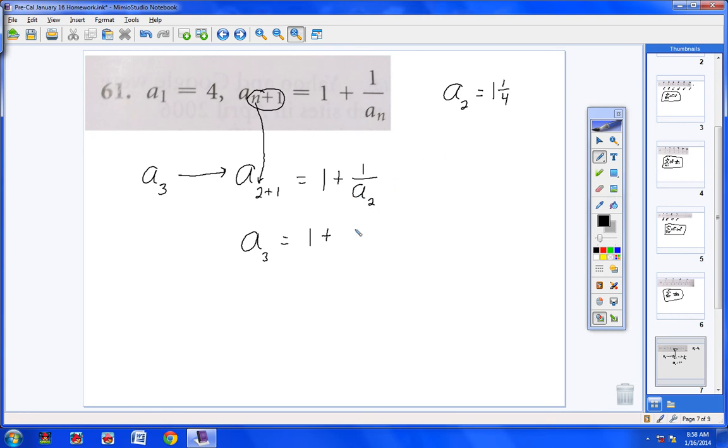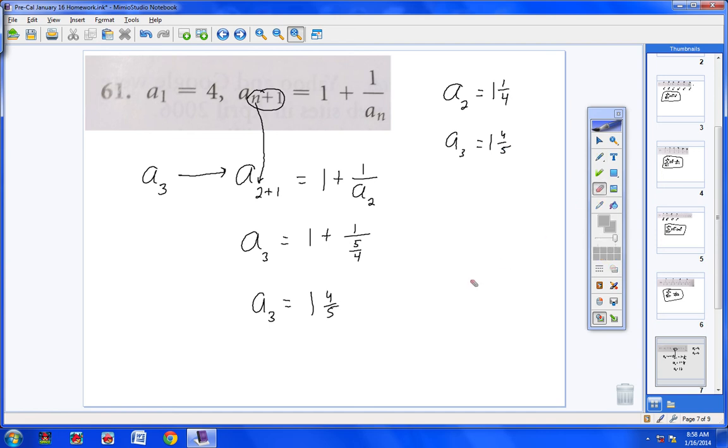A subscript 2 is 1 and 1/4. So 1 over 1 and 1/4, I'm going to put 5/4. Okay, same thing. All right, and so then a subscript 3 would be 1 over 5/4, which is the same thing as 4/5. So 1 plus 4/5 is 1 and 4/5. All right, so a subscript 3 is 1 and 4/5.